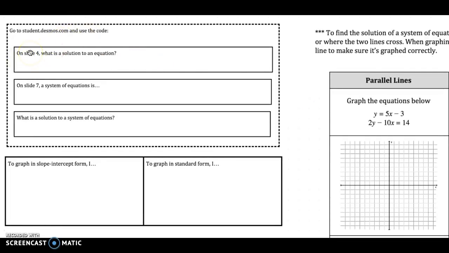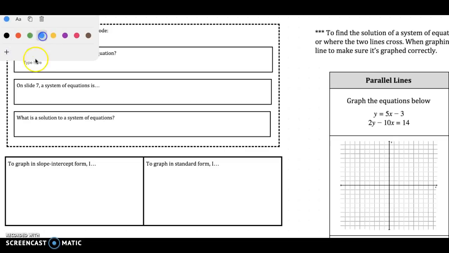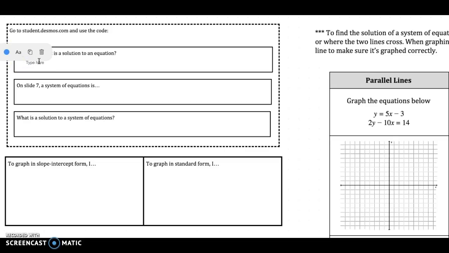So one of the things it talked about is the solution to equations. In the Desmos, it asked you to place a point on the line and then asked you to decide what a solution to an equation was. So in general, a solution to any equation is any point that makes the equation true. So that's kind of like the general definition.